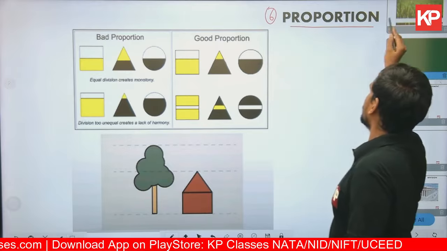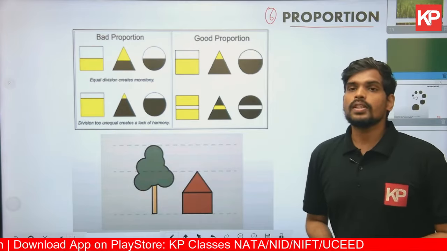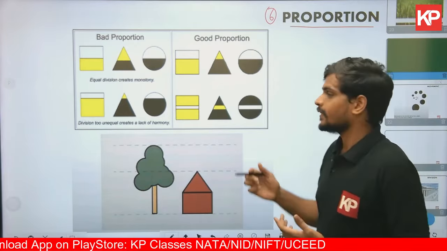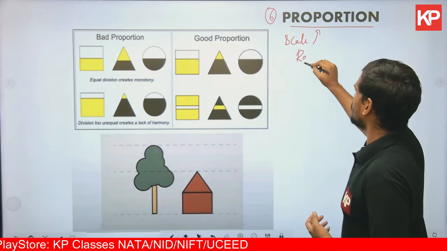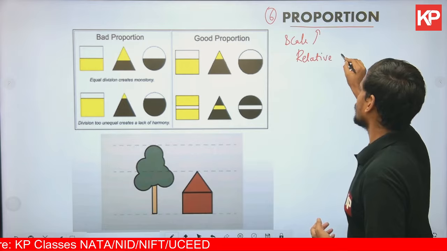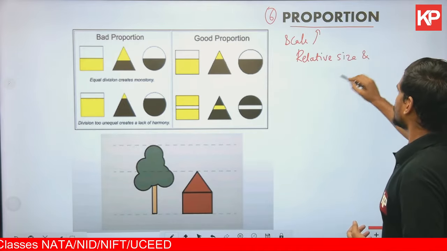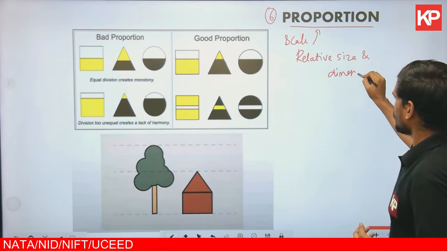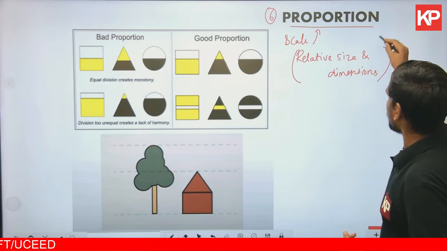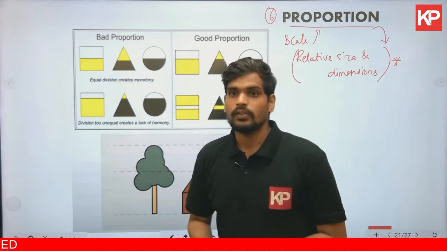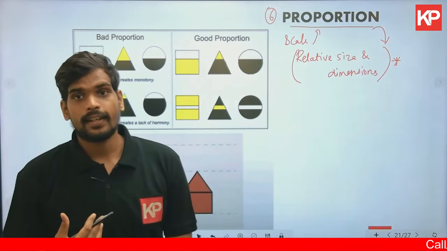Sixth principle of design is proportion. Proportion is basically relative size, scale. Proportion or scale are related terms which talk about relative size and dimensions. Relative size and dimensions is called proportion. So there should be proportion in a given design.